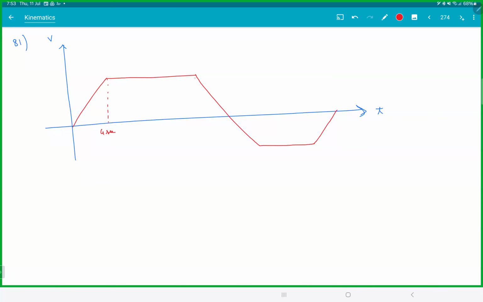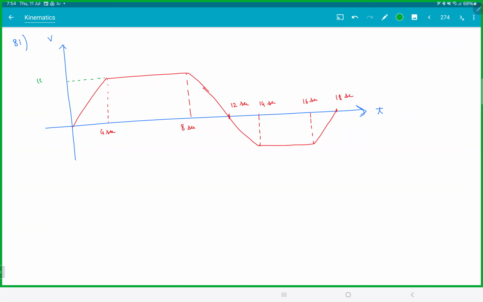This is 4 seconds. This is not up to scale actually. This is 8 seconds. This is 12 seconds. This is 14. This is 16 and this is 18 seconds.